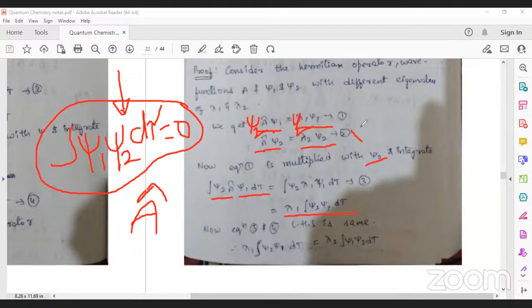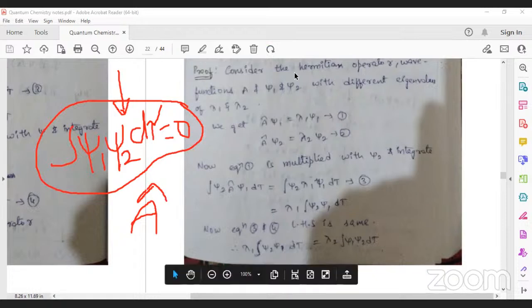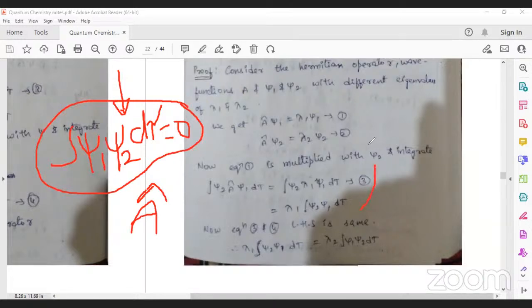Similarly, equation 2 is multiplied with psi 1 and integrated within the limits, so we will get one more equation. From equation 3 and equation 4, we will get the Hermitian operator definition, which means the left hand sides are equal. Therefore, we need to equate the right hand sides, right? Here we directly wrote this, because after equation 3 we will get equation 4. What was equation 4?